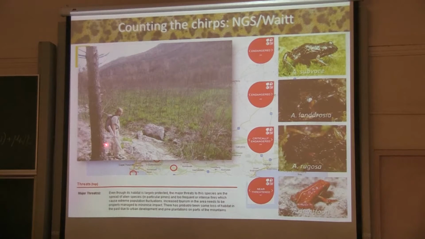Here you can see Andrew. This is another site of this critically endangered species, Arthroleptella rugosa, and the whole of this patch that has been recently burnt is invaded by pines, and you can see the pines going up the slopes here as well. For those of you who know the area, this is just above Caledon in the Klein-Swartberg.